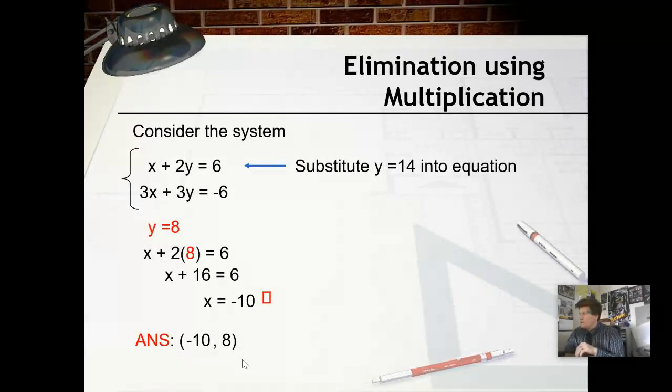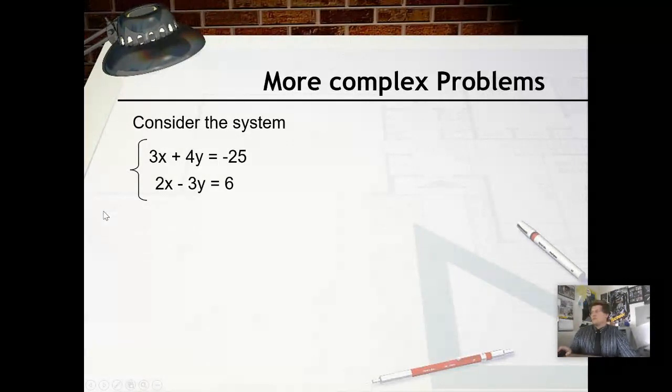Still eliminating, still finding the leftover variable, and then using that to find the second variable. So same steps. The only thing is sometimes you're going to have to multiply to make them match up. There's example one. Take a look at this one. This one's a little bit more complicated. We're in standard form already. I have 3x and a 2x, doesn't match. I have a 4y and a negative 3y, still doesn't match.